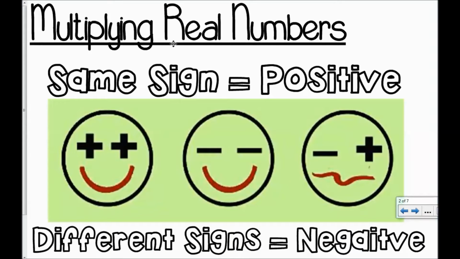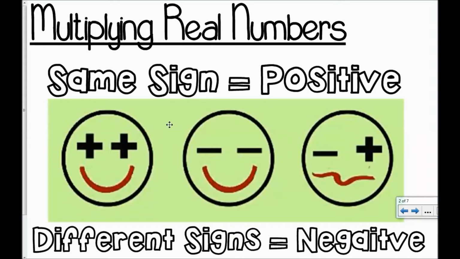Multiplying real numbers. We did all that hands-on stuff in years past to drill this in, but it all boiled down to same signs, it's going to be positive. Positive 4 and positive 3 gives you positive 12. Different signs give you a negative. So if I have negative 3 and positive 4, that product is negative 12.